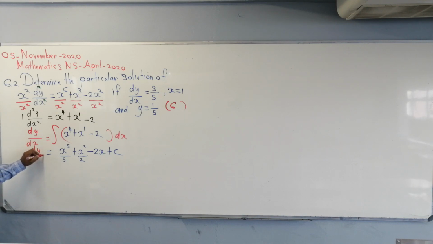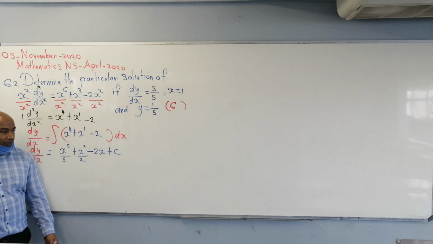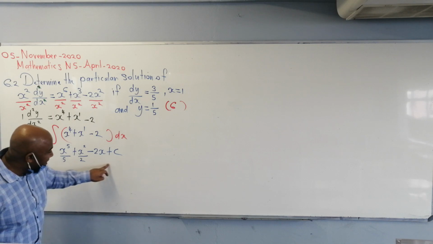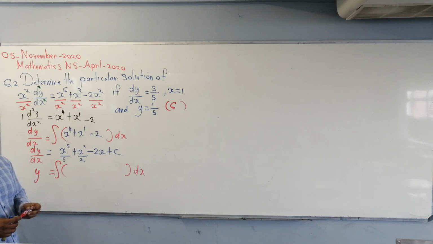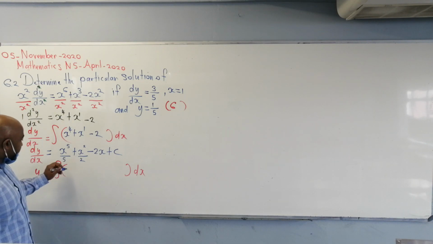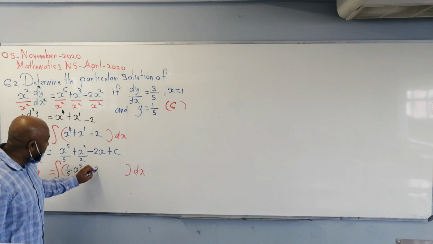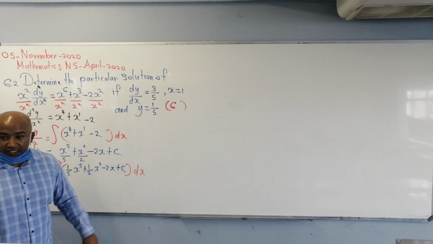This is still dy over dx. Okay, now this is still the first derivative. We want to get to the original, so that means we need to integrate one more time. So if I want to work out y, I need to integrate whatever I have here one more time with respect to x. So I need to integrate 1 over 5 x to the power 5, 1 over 2 x squared, minus 2x, and I also need to integrate the constant.